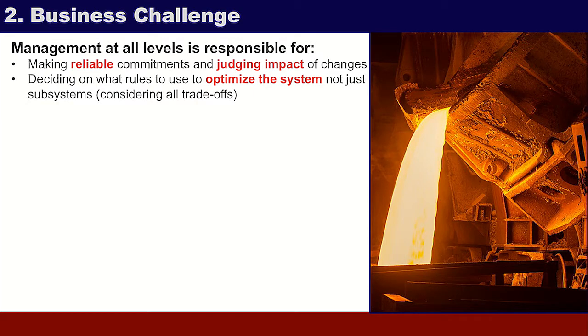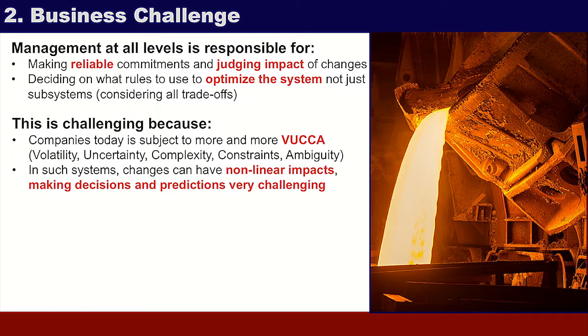So what's the business challenge that this management team faced? Like many others, they are responsible at every level in the organization to make reliable commitments and to judge the impact of changes that are being made or which they are proposing. Secondly, they have to decide what rules to use to optimize the system, not just their subsystem. Why is this challenging?